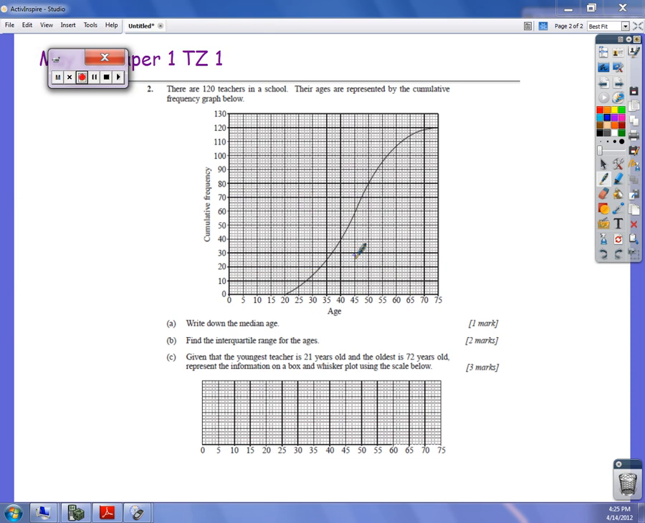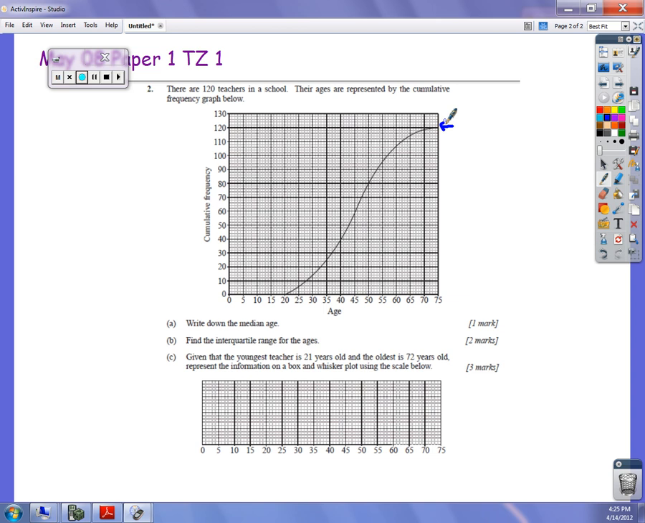For problem 2, I see that I've got a cumulative frequency graph, and it looks like the frequency goes between 0 and 120. I want to notice the highest value and make sure that you see where that graph actually stops. It stops right here at 120, even though the left-hand side, the y-axis, goes up to 130.